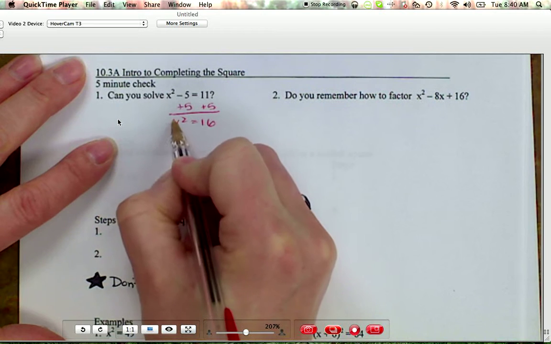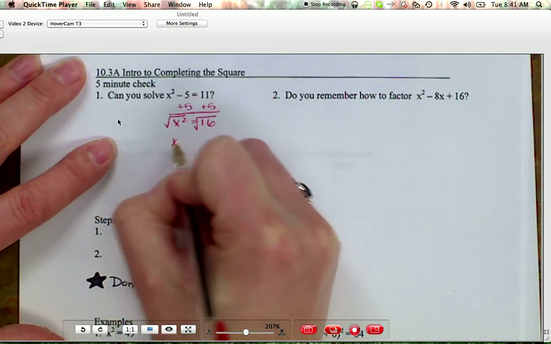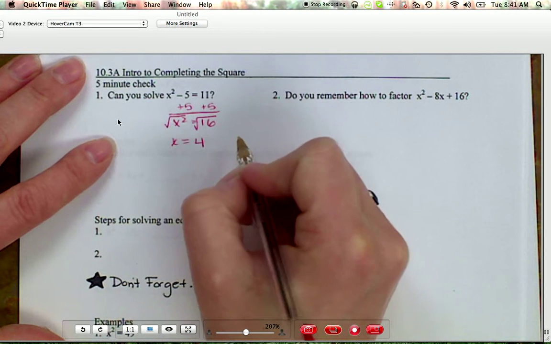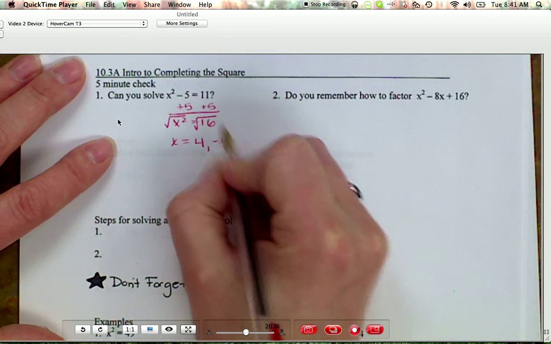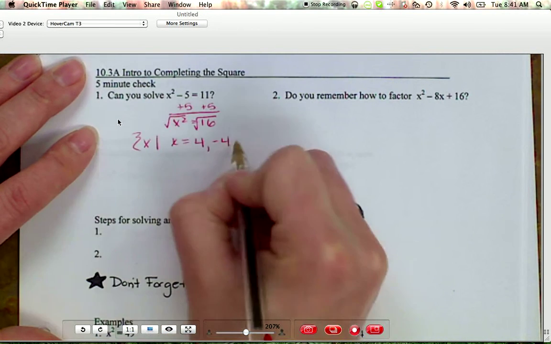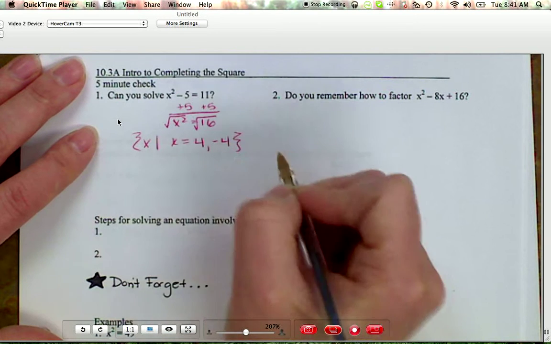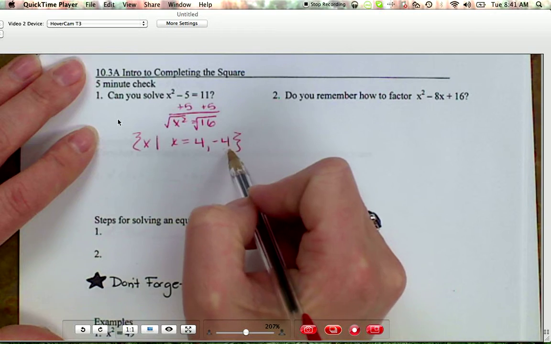And then to undo x squared, we would take the square root of both sides, so we would get x equals 4. But you also need to remember that negative 4 times negative 4 will also give you 16. So we need to make sure we include positive 4 and negative 4. Every time you take the square root of a number, you should get 2 solutions.